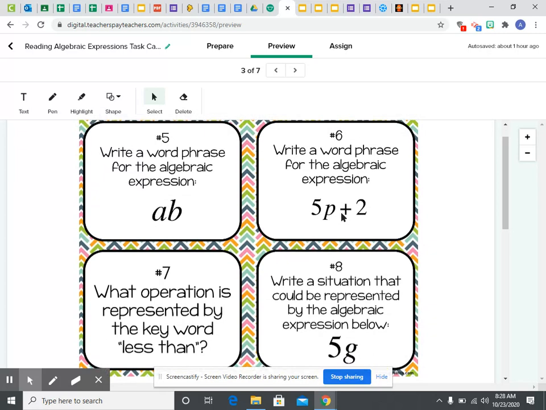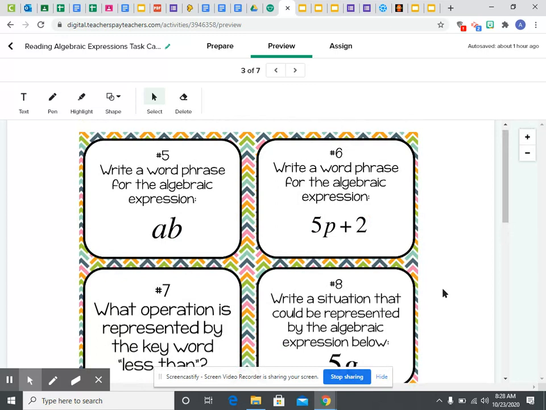Y'all want to do 5, 6, 7, or 8 on this one? Do you want me to do 8 with y'all? Okay, number 6. So 6 is going to have 2 different operations we're using. What 2 operations are we using? Multiplication and addition. So what is a word phrase that we could do for number 6?